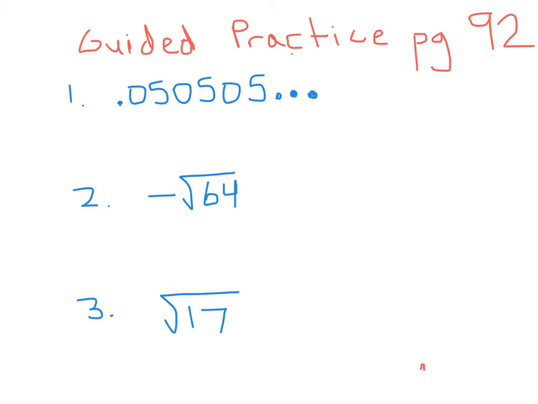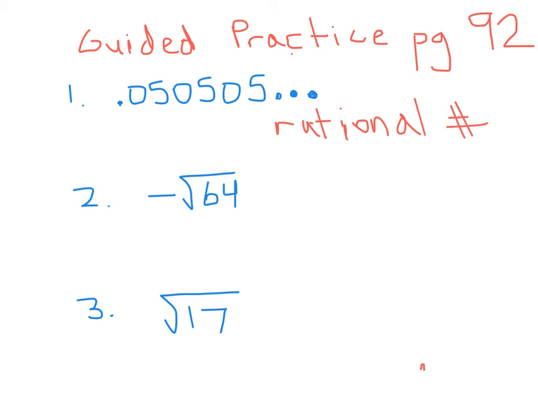Alright, so for page 92, 1 through 3, we've got 0.050505. It goes on forever. And this actually is a rational number because even though the decimal goes on forever, it repeats. It doesn't end, but it repeats. So we would say that number 1 is a rational number. Belongs to all rational numbers.